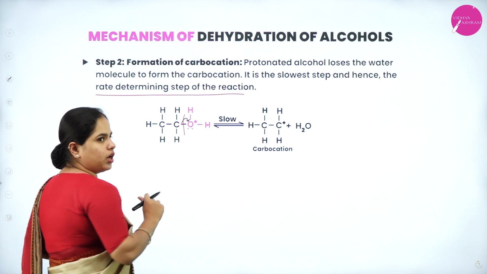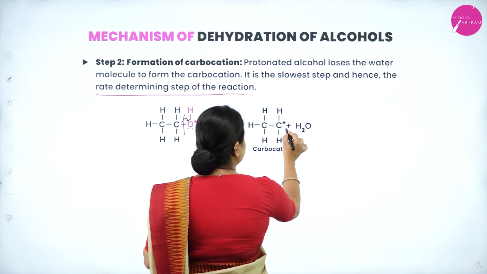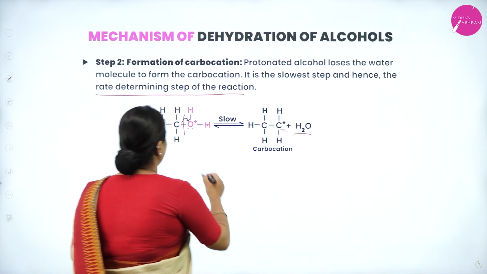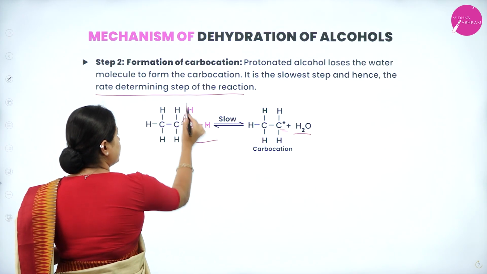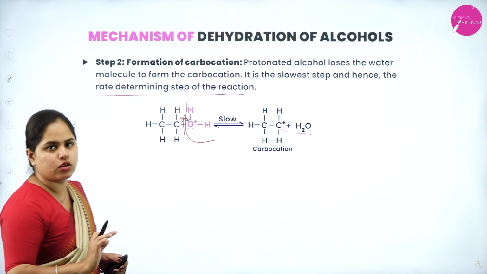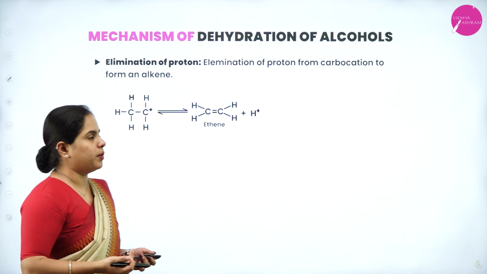So what will happen to the carbon? Carbon's electron is being lost, so it gets a positive charge, right? So you get a positive charge which is the carbocation and water will be removed. So this much part will be removed. So what is left behind? CH3, CH2 and plus because carbon has lost its electron. So that is the formation of carbocation which is the rate determining step.